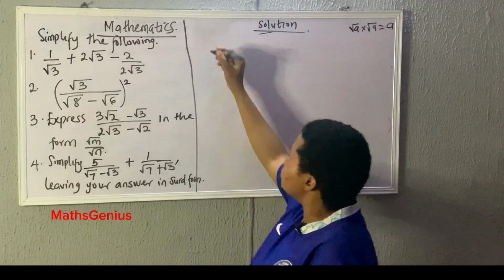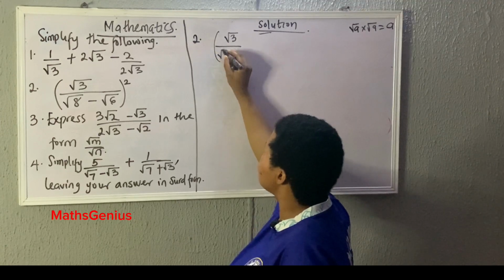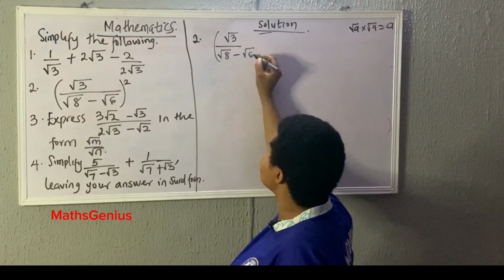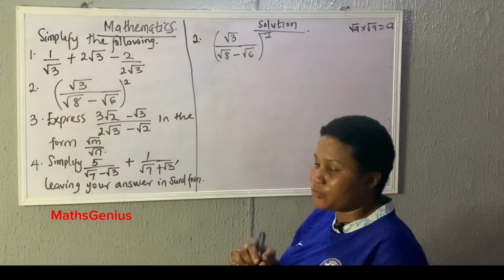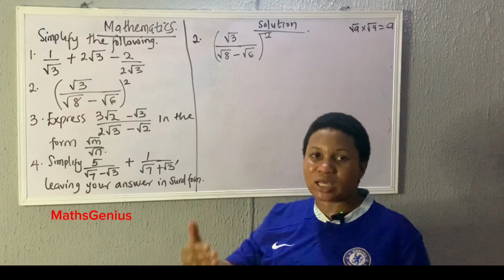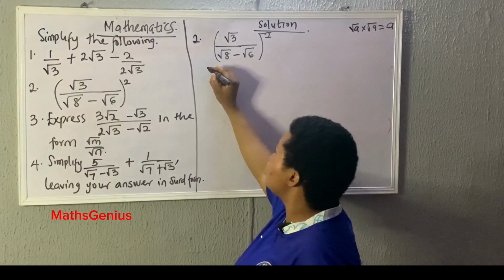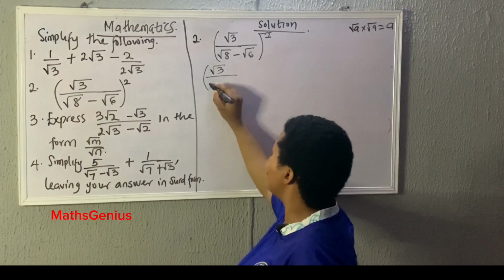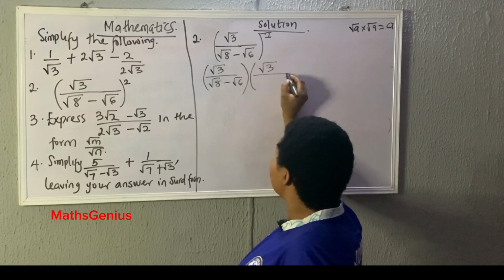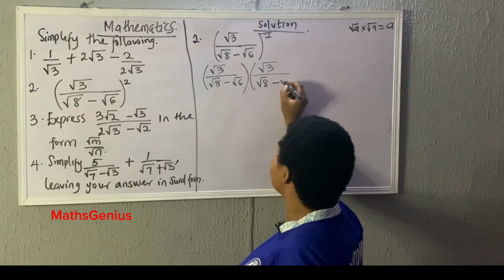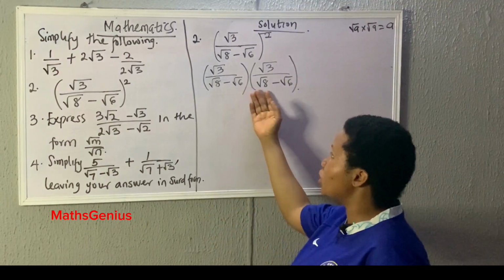For question 2, we have root 3 over root 8 minus root 6, all squared. When we have a squared, it means a times a. So I'm going to split this into 2. We write it in 2 places: root 3 over root 8 minus root 6, root 3 over root 8 minus root 6. Now we can expand by opening our bracket.